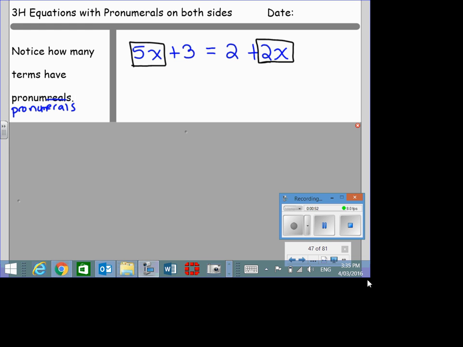However, I do not want to have two separate terms with pronumerals because I want to figure out what x is, which means I want the x to be by itself. If I have my x in two different locations, I'm not really sure what to do with them. So I'd like to put them in one location.